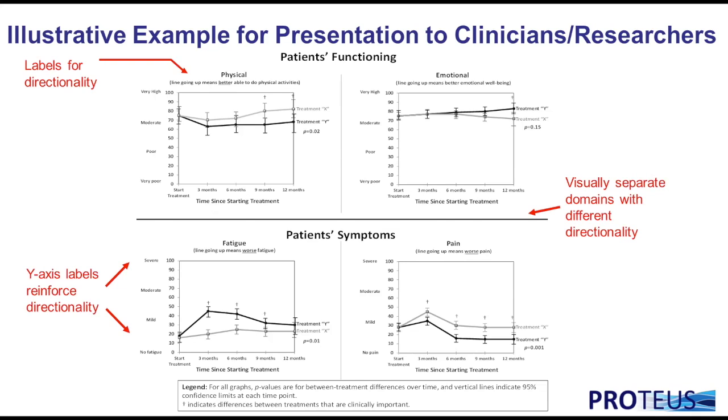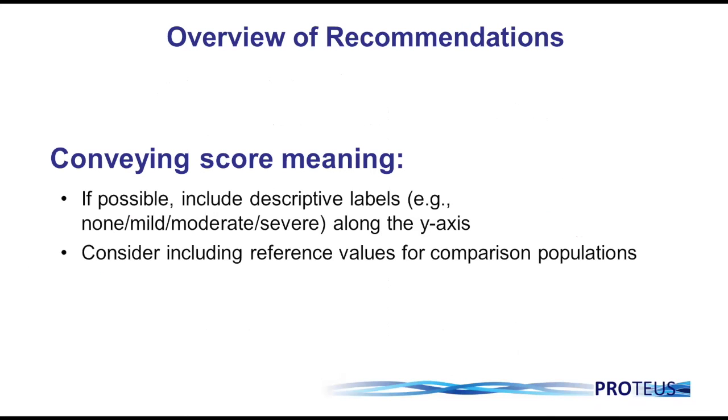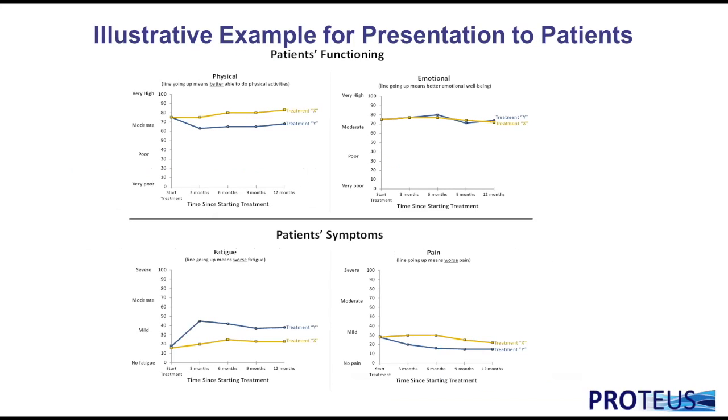The next recommendations relate to conveying score meaning. That is, how to understand whether a score is good or bad, or what level of function or symptoms is represented. As mentioned previously, the recommendations suggest including descriptive labels along the y-axis to the extent that this information is known. In displaying the data, inclusion of reference values for comparison populations may also be considered.